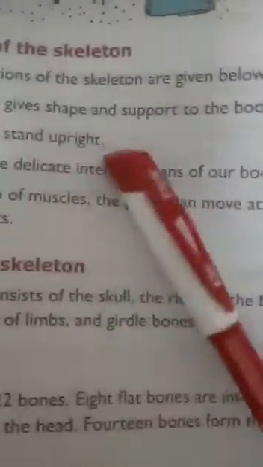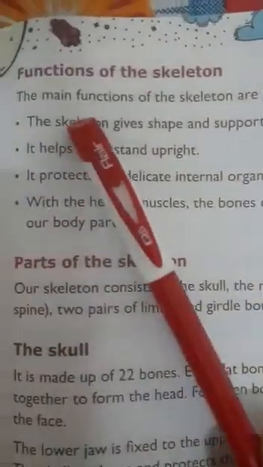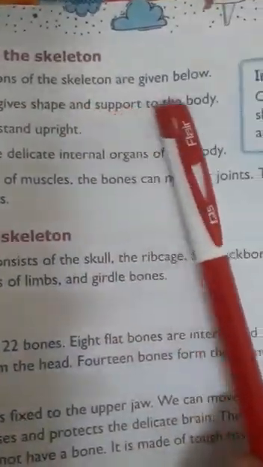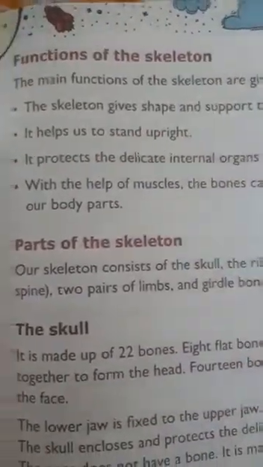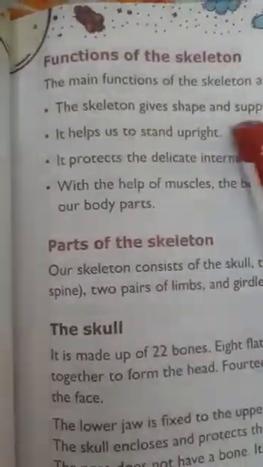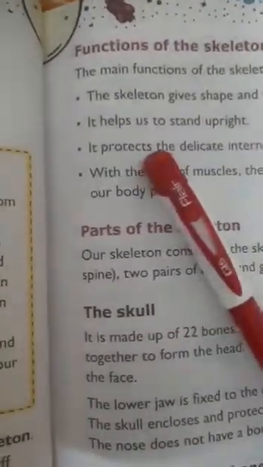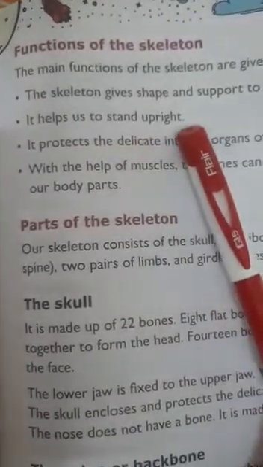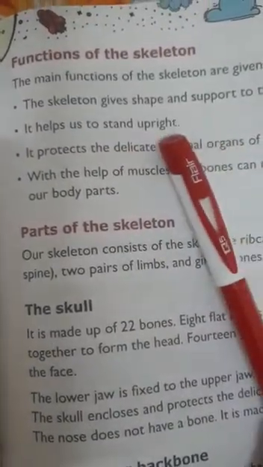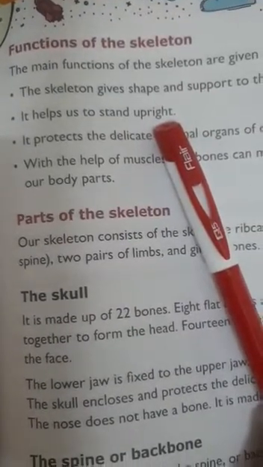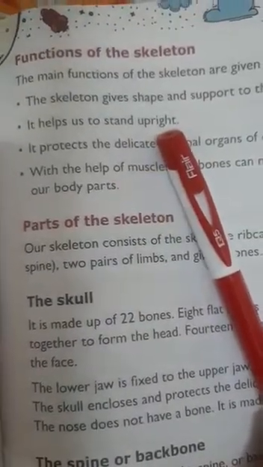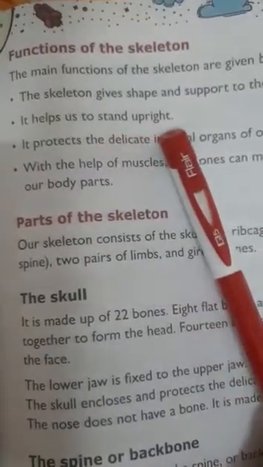Now we will see the functions of the skeleton. The main functions of the skeleton are given below. The first function: the skeleton gives shape and support to the body. It helps us to stand upright. Because of this arrangement of bones, we can stand straight, bend down and sit down.